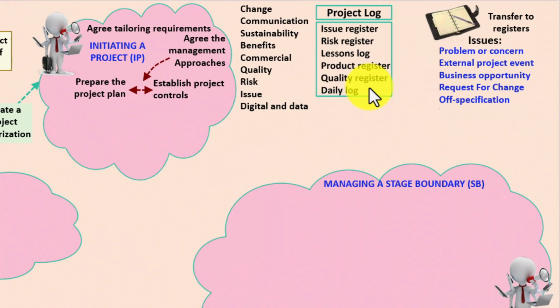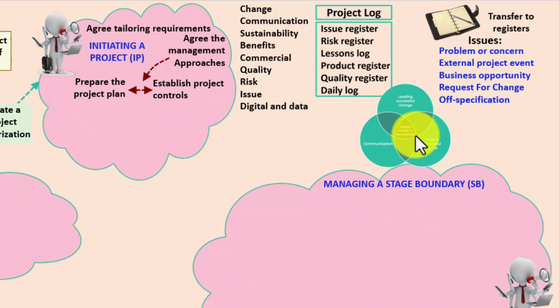In addition, let's talk about these issues. In the 7th edition, issues have quite rightly been expanded to cover problems or concerns, they're an issue, some external project event, or maybe it's a positive issue, such as a business opportunity. When it comes to changes, we have a request for change and an off specification. And also, just a small icon here to remind you of the brand new people chapter within PRINCE2, and that's of leading successful change, as well as leading successful teams and communication, bearing in mind that people always have been, but now are, central to the PRINCE2 7th edition method.